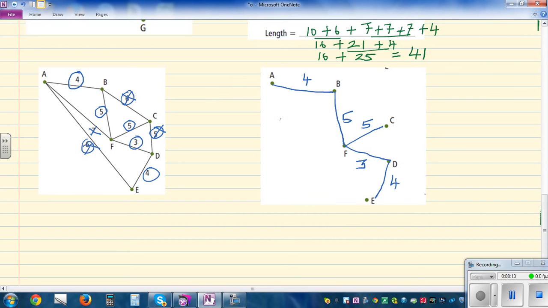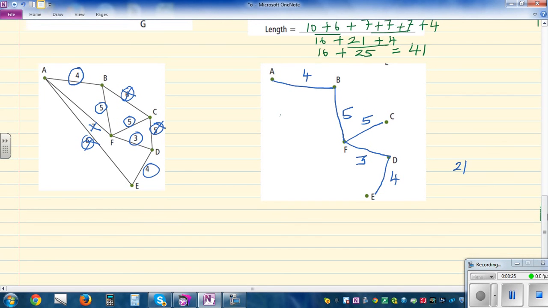That is 4. And if you add them, 4 plus 10 is 14, plus 3 is 17, plus 4 is 21. So the total length is 21. Okay, and that's how you find the minimum spanning tree.